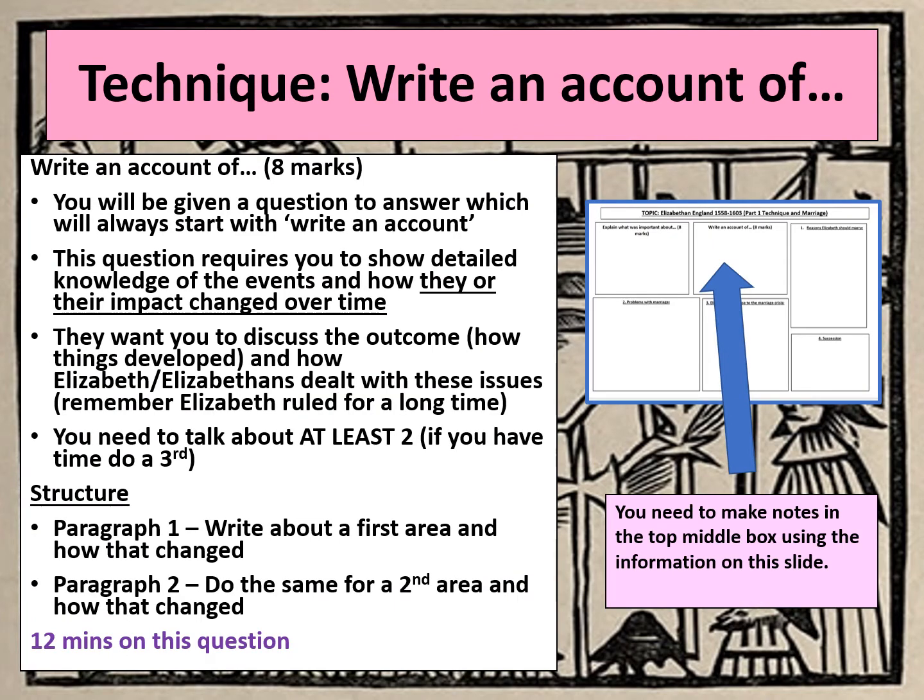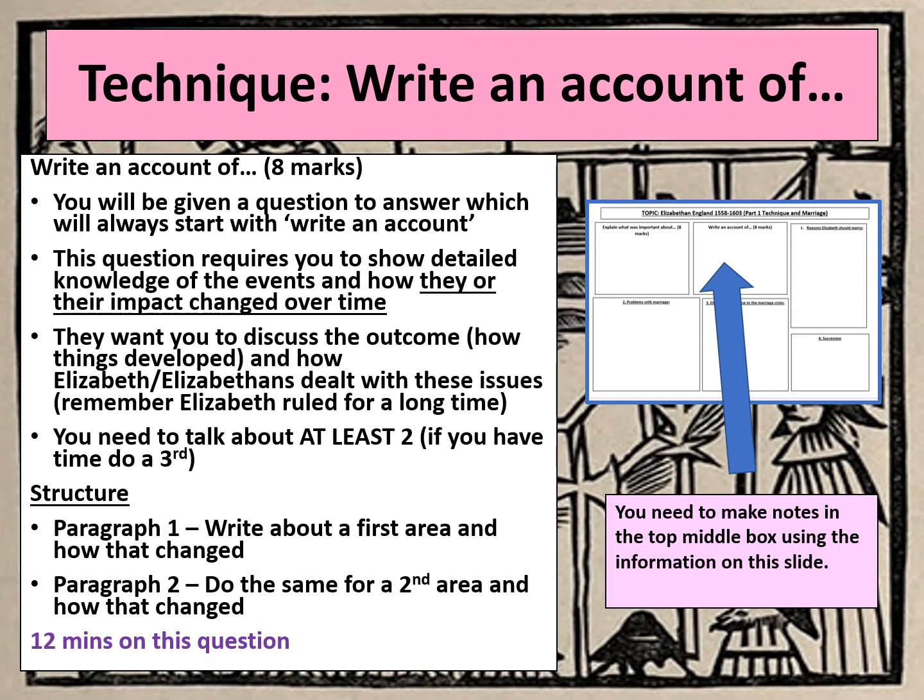So let's have a look in a little bit more detail. So "write an account of" is another 8-mark question. So both Elizabeth questions are 8 marks. So you're going to be given a question to answer, which will always start with "write an account of." So of course this week it will be write an account of Elizabeth's decisions regarding marriage or Elizabeth and marriage, or write an account of the Essex Rebellion.